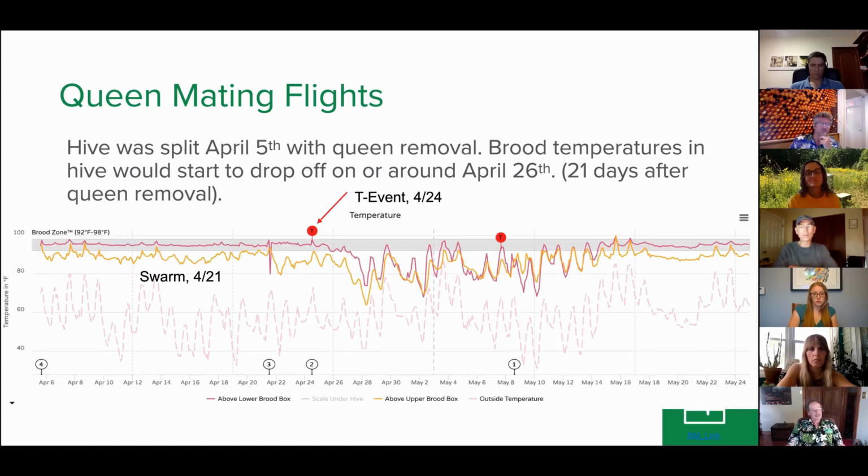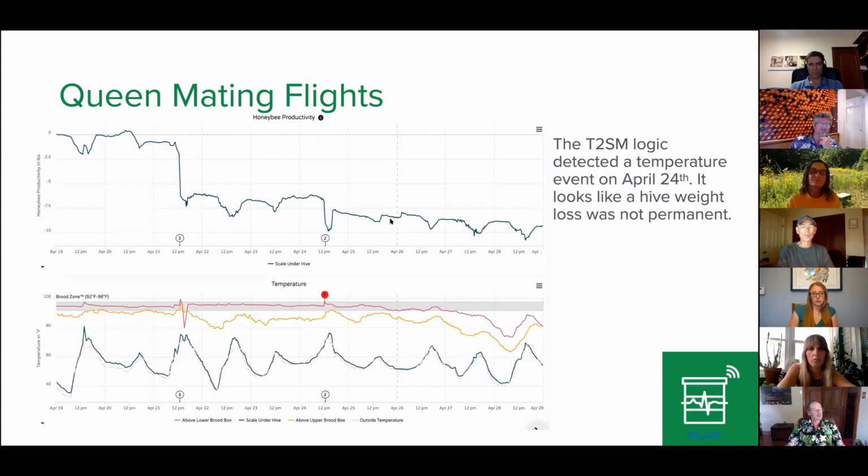Now, looking at this, we have the swarm, and we have this first temperature event on 4/24 after the swarm. Here is a swarm, and here we have this temperature event, which looks pretty much like another swarm, with the exception that the weight loss was not permanent. The weight dropped and the weight came back.